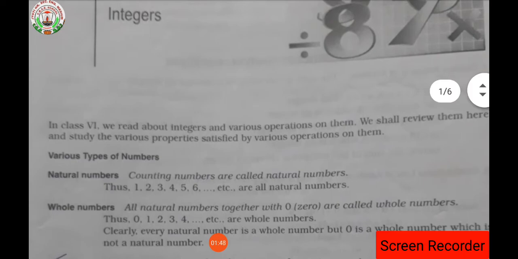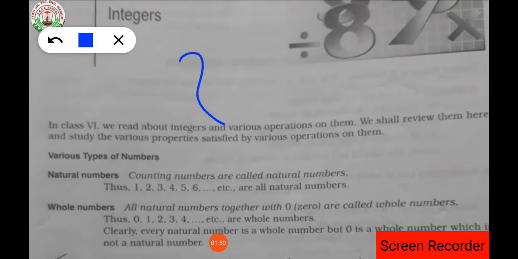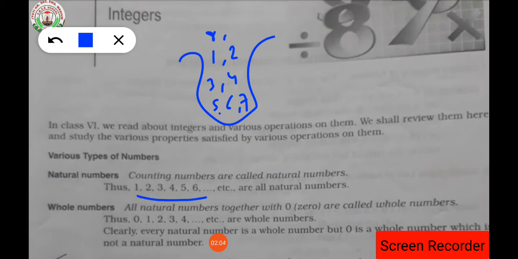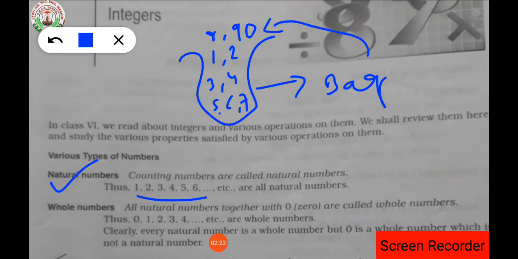Okay, and what do you mean by a whole number? Suppose in this bag we have all the counting numbers. This bag is carrying all the counting numbers with it. If inside this bag we do not have a 0, then it is known as a natural number. If we put 0 inside the bag, then it will become a whole number.